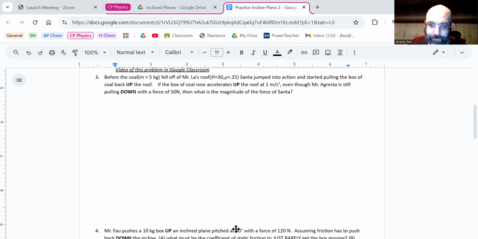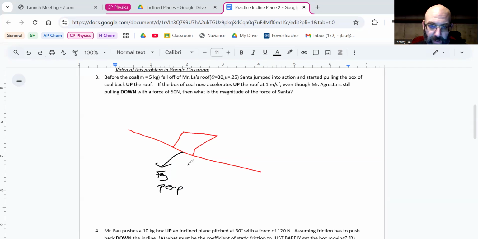All right, we're gonna solve number 3. Quick drawing. Let's draw our forces that we need to look at. Real quick, we've got FG perp and FN. And then obviously pulling down the hill is always FG para.